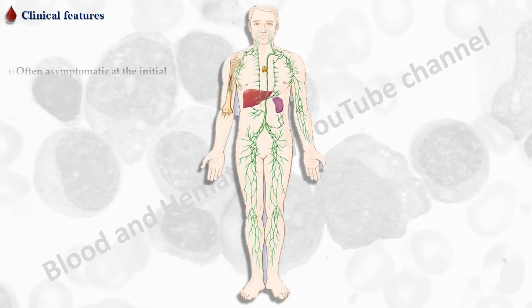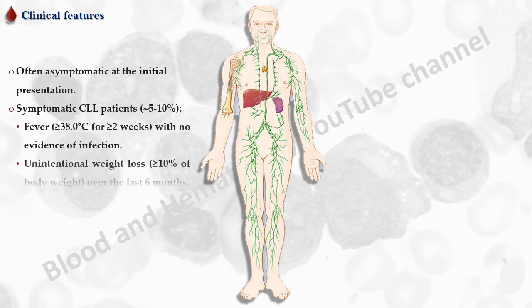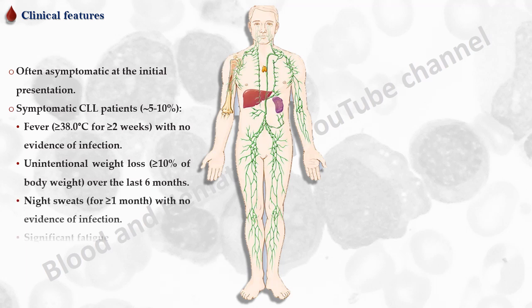Patients with CLL are often asymptomatic at the initial presentation, when a routine CBC reveals abnormal lymphocytosis, leading to CLL diagnosis. Approximately 5 to 10% of CLL patients are symptomatic with symptoms such as fever with no evidence of infection, unintentional weight loss over the last 6 months, night sweats with no evidence of infection, and significant fatigue.